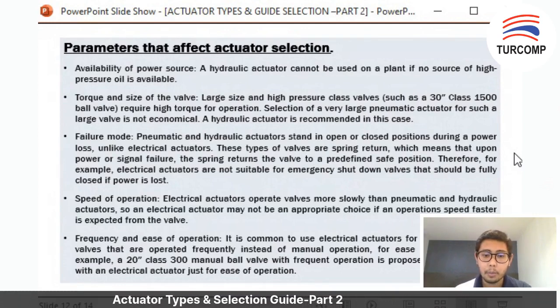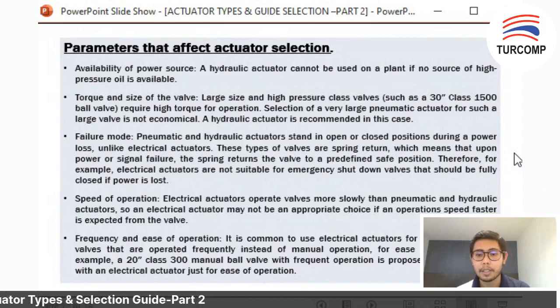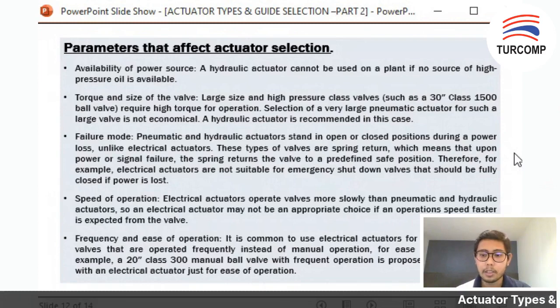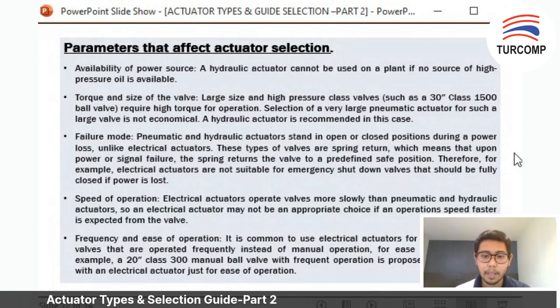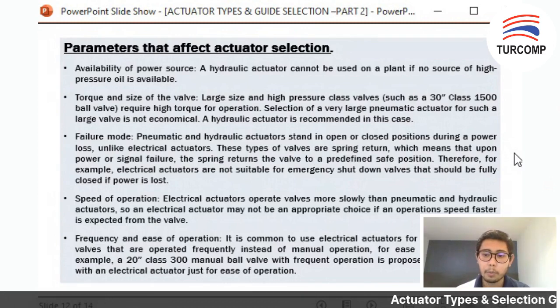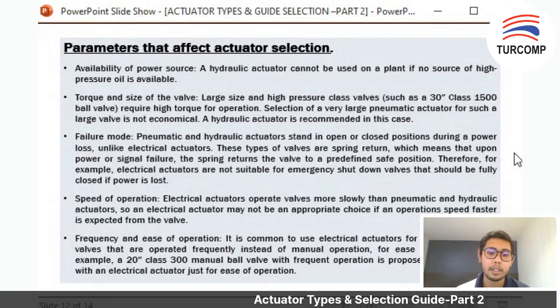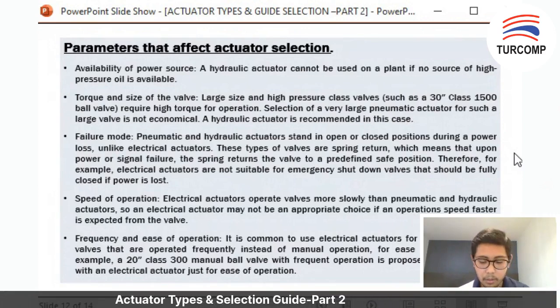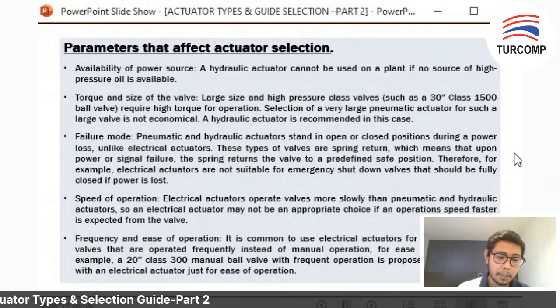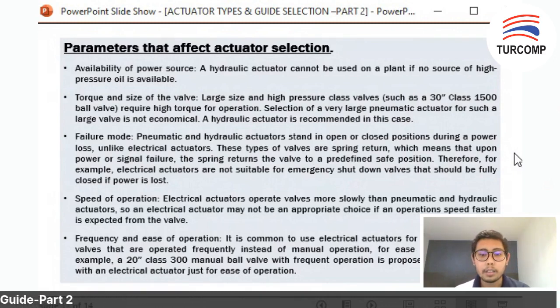Number five, we have frequency and ease of operation. It is common to use electrical actuators for certain large size valves that are operated frequently instead of manual operation. So for ease of operation, for example, we have a 20-inch size class 300 manual valve with frequent operation. So it is proposed to be equipped with an electrical actuator just for ease of operation, depending on the application and also location. These are the first five.